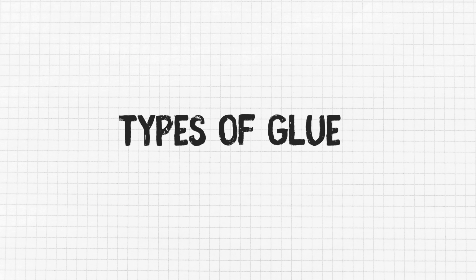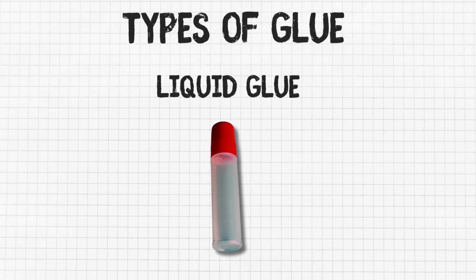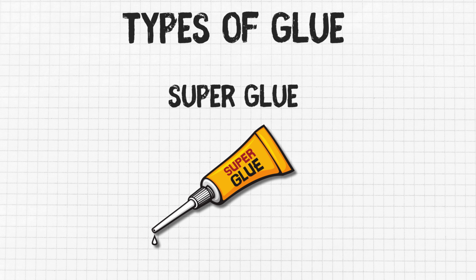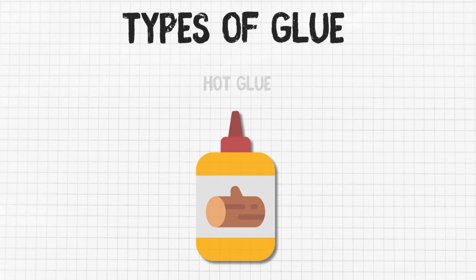There are different types of glue. Glue stick. Liquid glue. Super glue. Hot glue. Wood glue.